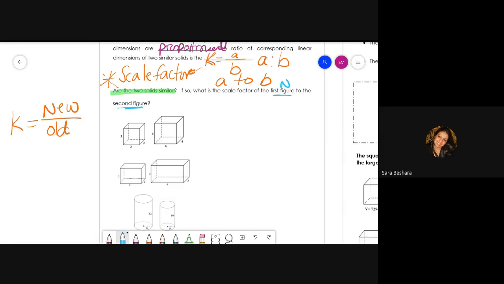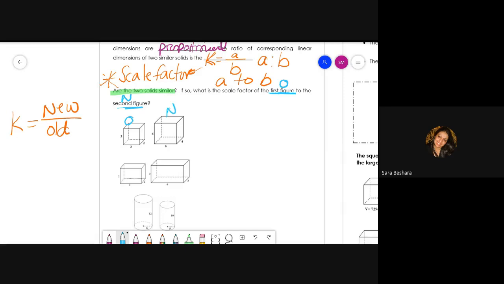Oh, I'm sorry, it's the other way around. From the first figure to the second figure, I really did mean the first figure is the old figure. I'm going to use O for old. And the second figure, I'm going to use N for new. So here's our old, here's our new.